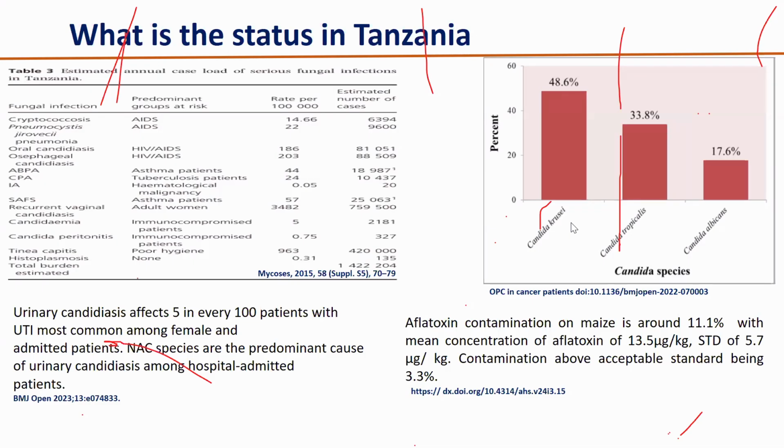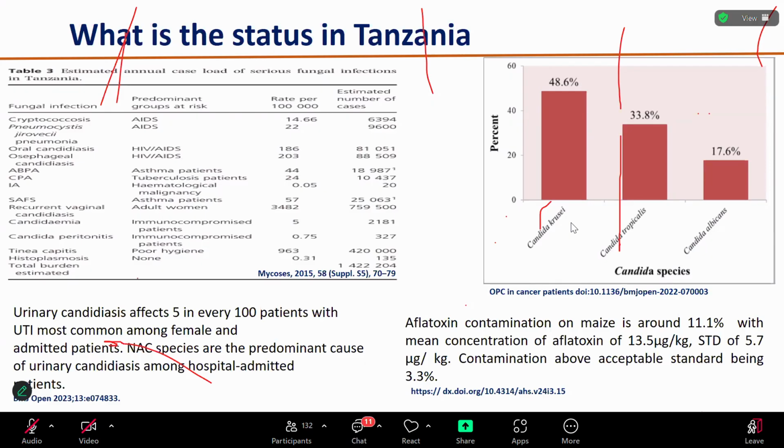And of them, 3.3% of the samples had concentration above the acceptable standard in East Africa. In East Africa, 10 micrograms per kilogram of aflatoxin is acceptable. But of the samples that we took, 3.3% had above 10 micrograms per kilogram. So you can still see that fungal infection is a problem, all the way from the food that we are using to the patient that we are managing in the hospital. It is not something that we should neglect.